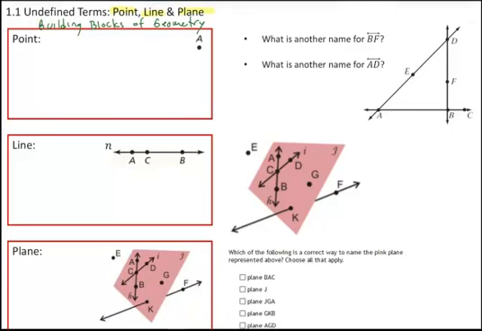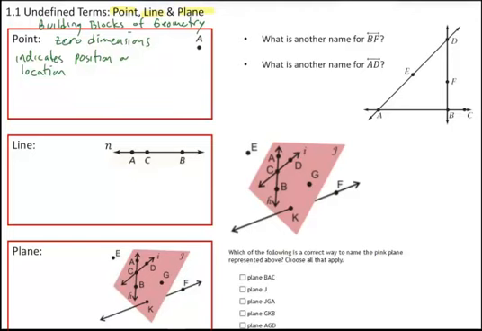Okay, so a point is an element that indicates position or location. It has no dimensions. Okay, so there's no length, no width, no depth to it. It's just a position or location.